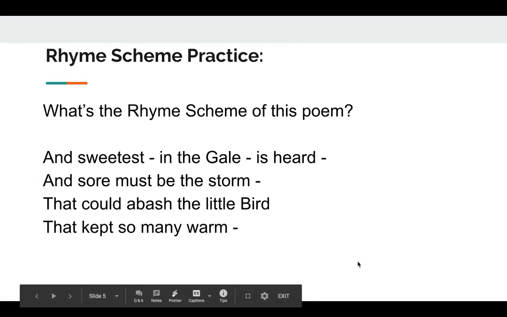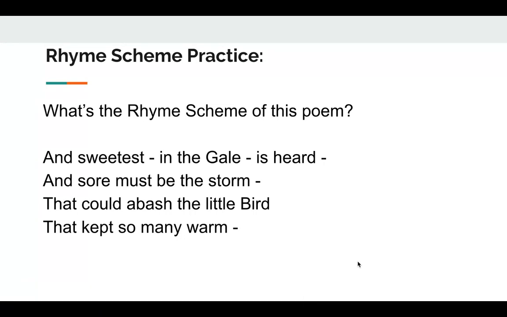Okay, so let's try another one that does not have the answers. And sweetest in the gale is heard, and sore must be the storm that could abash the little bird that kept so many warm. It's an Emily Dickinson poem called Hope is a Thing with Feathers. It's not the whole poem, if that didn't make sense.